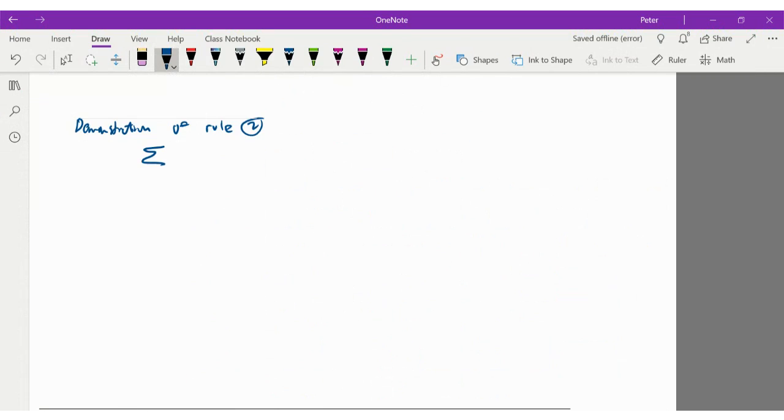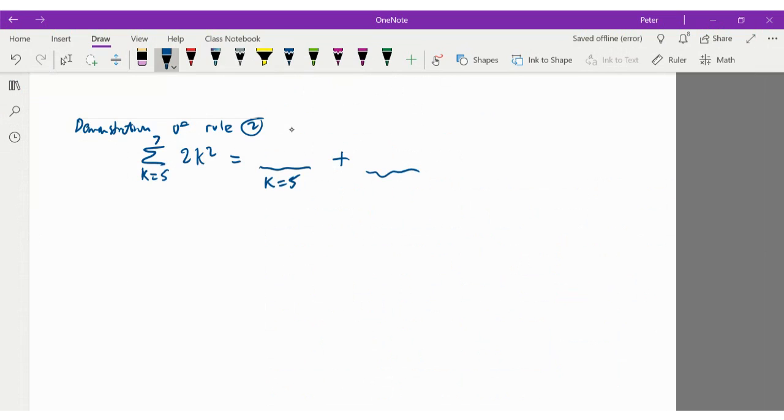So let's do the sum from k equals 5 to 7 of 2k squared. So that's going to be, I'm going to do k equals 5, k equals 6, k equals 7. Those are the only 3 values of k that are going to appear in the summation.